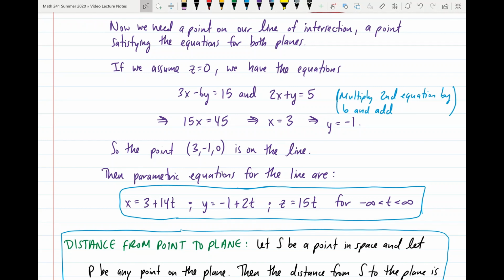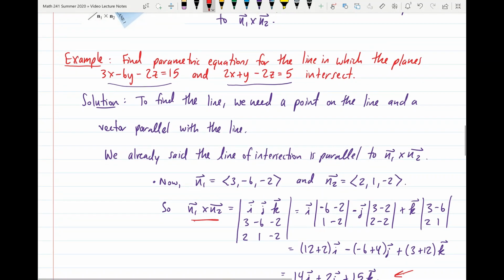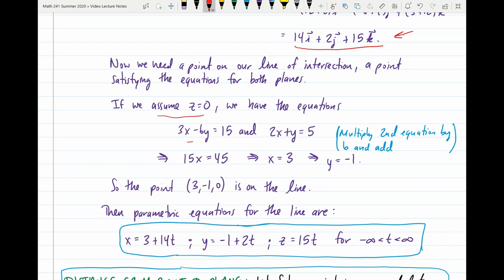There are a ton of different points that satisfy the equations, but we might as well try to find the z-intercept. To simplify our problem, we can let z equal 0 right off the bat and try to find a point that satisfies both equations such that the z component of our point is 0. So we assume z = 0 and see what happens to the equations for the planes. We can just get rid of the z term in both equations, and we end up with the two equations 3x - 6y = 15 and 2x + y = 5.